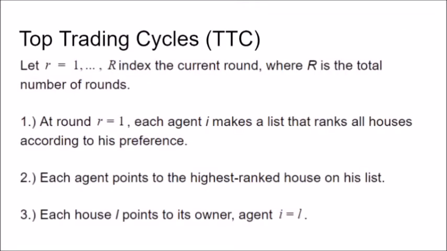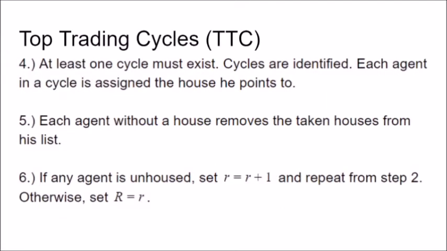The top trading cycles algorithm, or TTC, goes as follows. We will start with R, which is just the current round we are at, and capital R is the total number of rounds. At the first round, each agent makes a list that ranks all houses according to their preference. Each agent will point to the highest ranked house on his list, and each house will point back to its owner. Now, the interesting thing about TTC is that at least one trading cycle must exist.